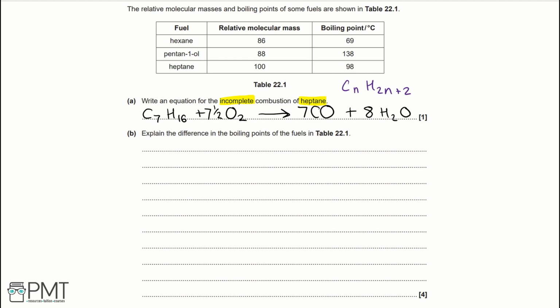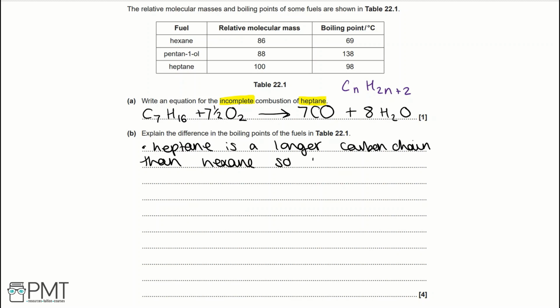Part B. Explain the difference in boiling points of the fuels in Table 22.1. If we start by comparing heptane and hexane, heptane is a longer carbon chain than hexane, so it has more points of contact. So this is going to be our first marking point for this question. Then our second marking point is that because heptane is a longer carbon chain, it's got stronger induced dipole-dipole interactions because of its more points of contact.